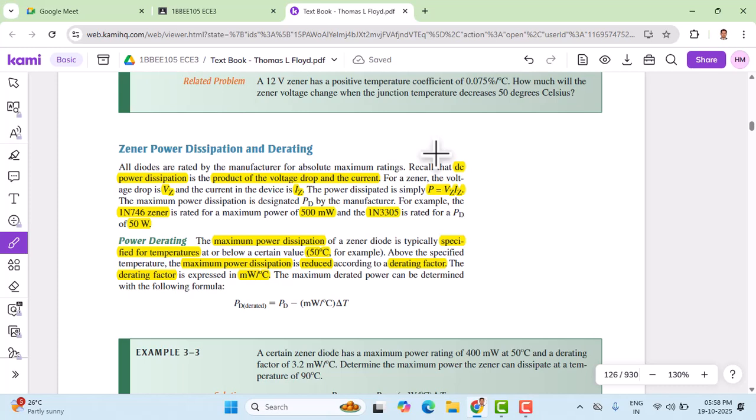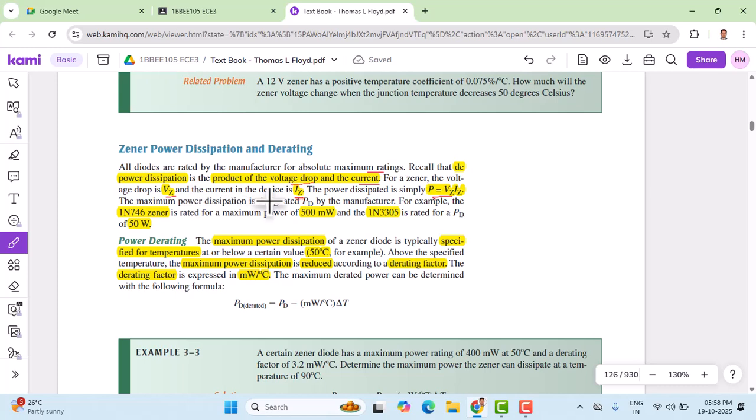Now let's go through the Zener power dissipation and the derating factor. This is another important parameter of the Zener diode. All diodes are rated by the manufacturer for absolute maximum ratings. Recall that the DC power dissipation is the product of voltage drop and current. For Zener the voltage drop is Vz, and the current in the device is labeled as Iz here. The power dissipation is simply the product of Vz and Iz.